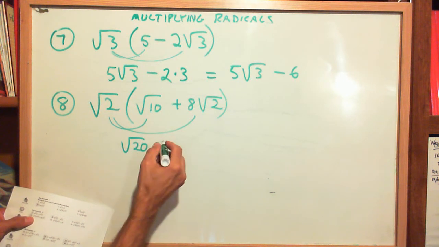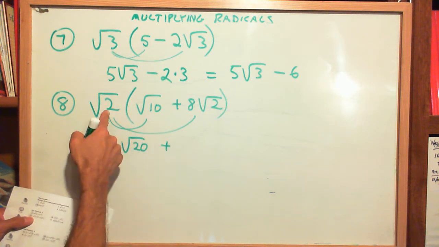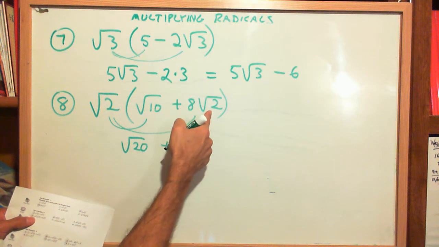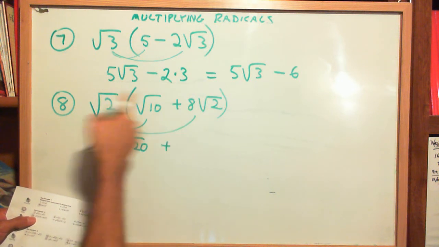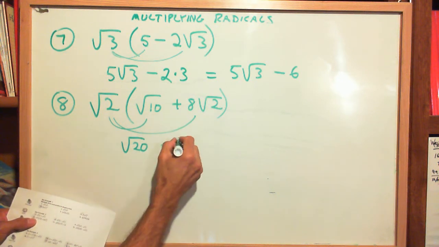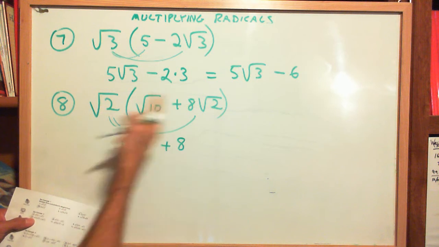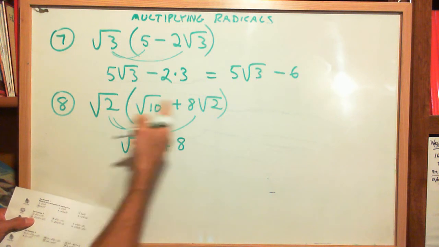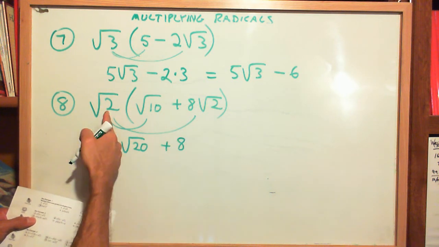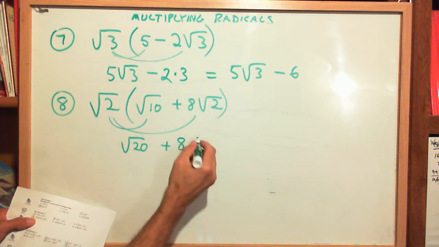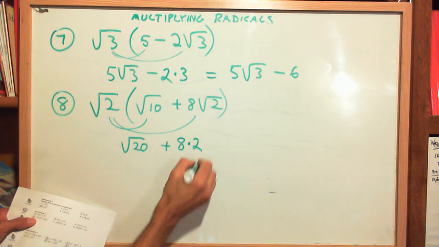Oh, I know how to do that one. Plus square root of 2 times 8 times the square root of 2. Well, first of all, the 8 is on the outside, so I'm just going to put the 8 there. I can't really multiply the 8 times the square root of 2. But look, square root of 2 times the square root of 2 is 2. Look at that, times 2.